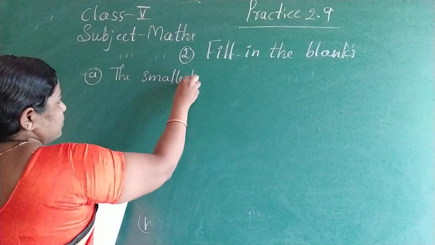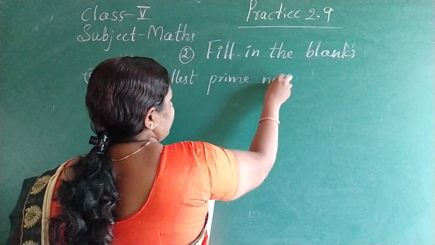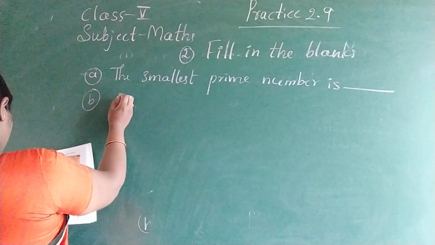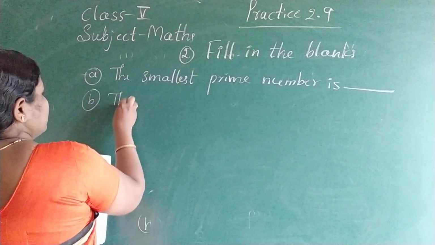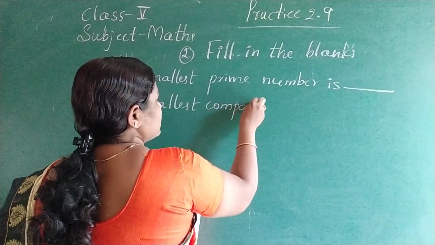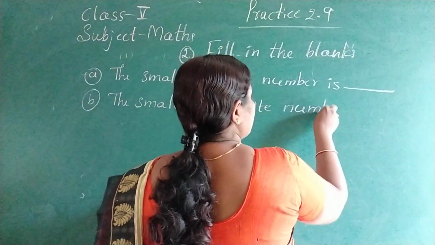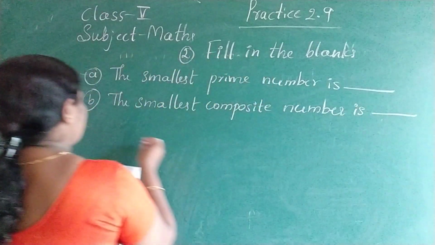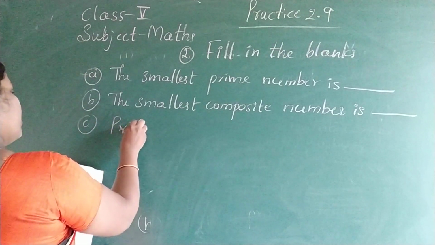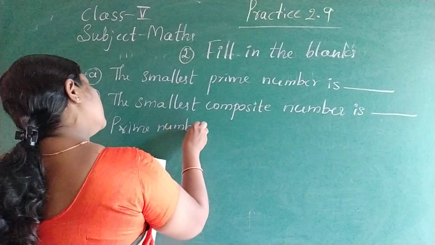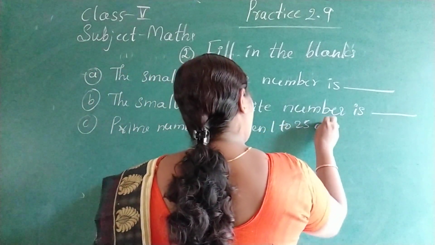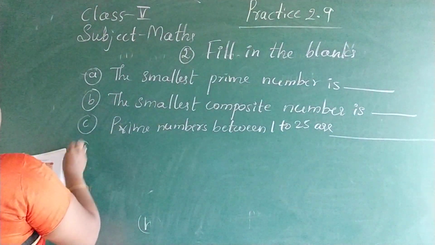The smallest prime number is B. The smallest composite number is C. Prime numbers between 1 and 25 are B.